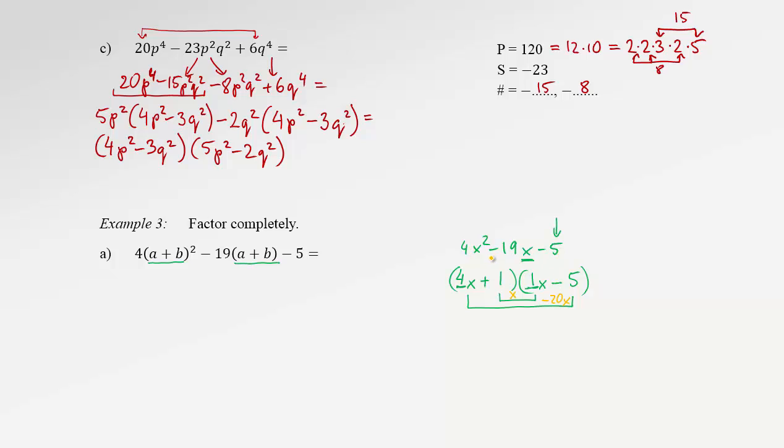Well, let's take advantage of it and use it in our problem. The only change will be that instead of x, we're going to write the bracket a plus b. So our two brackets will be 4 times x, but x is a plus b, plus 1, and then 1 times x, so just x, a plus b, minus 5. So now what's left to do is just open those inner brackets. Therefore we'll have 4a plus 4b plus 1 times a plus b minus 5.